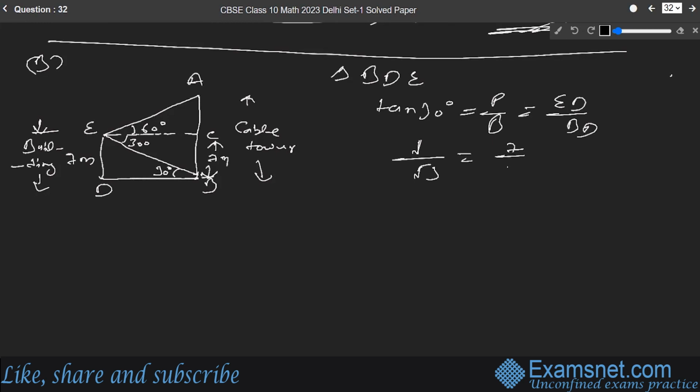BD value is not known to us. Let us write BD as it is. So this can give us the BD value. If you cross multiply, the BD value is coming out to be 7 root 3 meter. So BD value is coming out to be 7 root 3 meter.